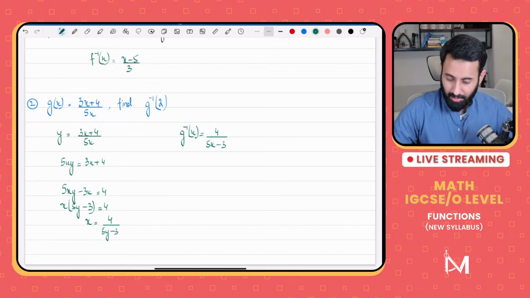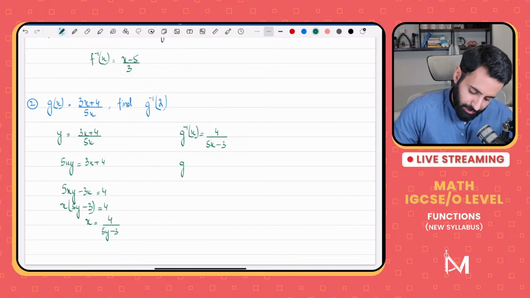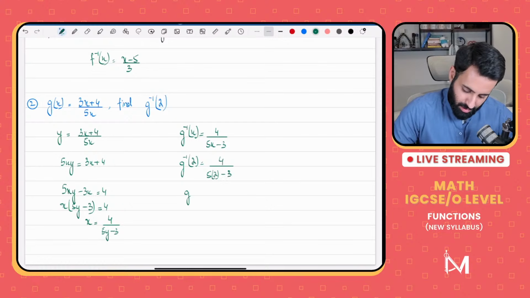Okay. Now I can also finally find out g inverse of 2. That's going to be 4 upon 5 times 2, which is 10, minus 3, which is 7. So g inverse of 2 is in fact equal to 4 upon 7. And that is the final answer.